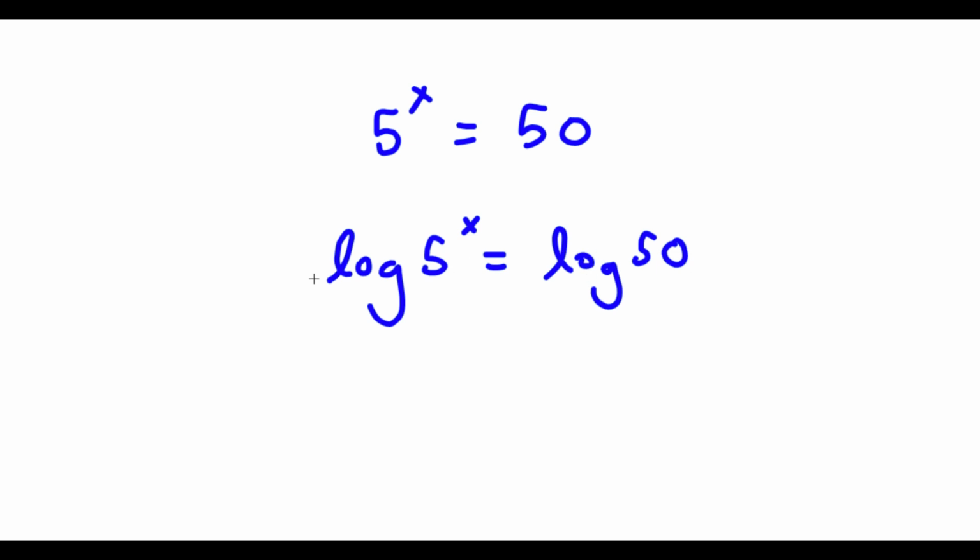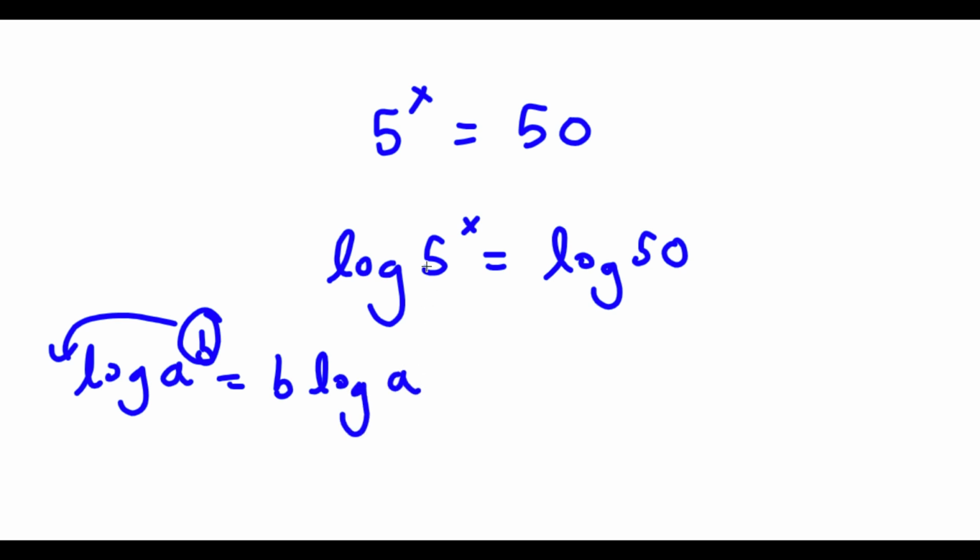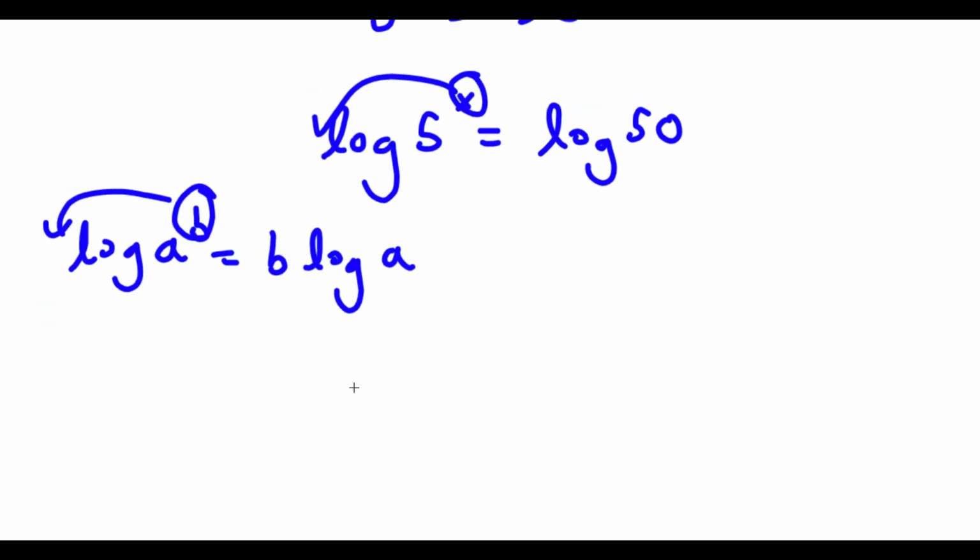Now, an important property of logarithms is that if I have something in the form log a to the power of b, I can actually move this exponent b to the front of the logarithm. So this would equal b times log a. So now for log 5 to the power of x, I can move the exponent x to the front. So now I get x times log 5 is equal to log 50.